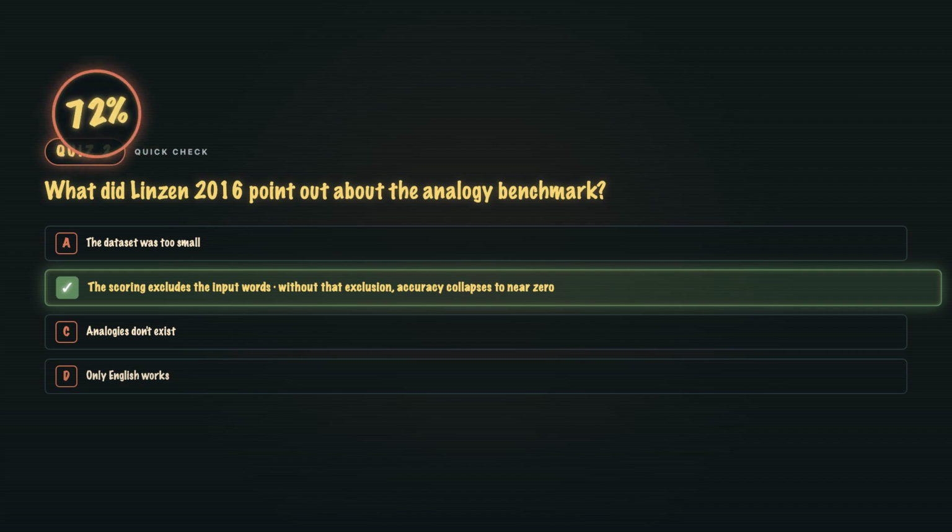B. The exclusion hack. When you compute king minus man plus woman, the closest vector is often just king itself. So the standard scoring excludes the input words from the answer candidates. Without that exclusion, the 72% accuracy collapses to about 2%. The whole benchmark's number depends on this implementation detail, which makes it a much weaker signal than it looks.